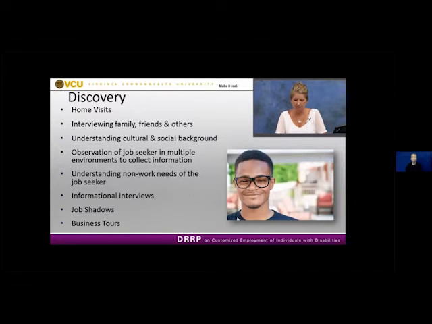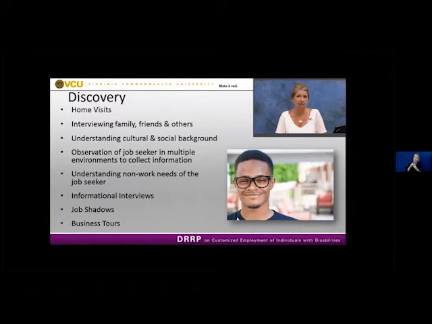And that is looking at the job seeker through personalized approaches in environments that are comfortable to that job seeker so that we can identify their skills, interests, and abilities, as well as the employment conditions that they need for a job. One of the ways we do this is through home visits. In these home visits, we actually go out to their home, have conversations with the job seeker, with their family, anybody that is in the home regularly with that job seeker.